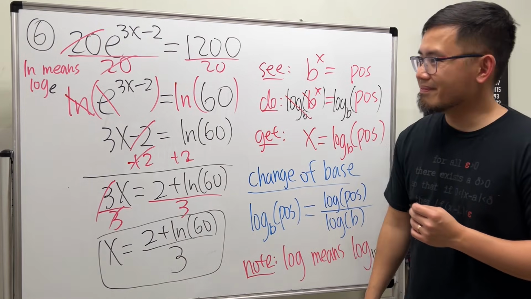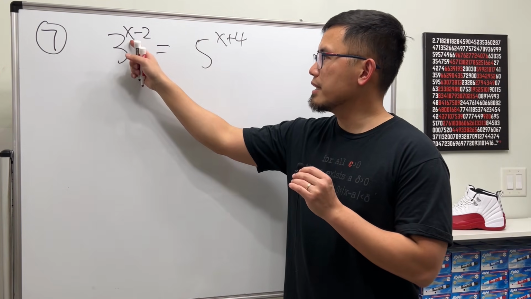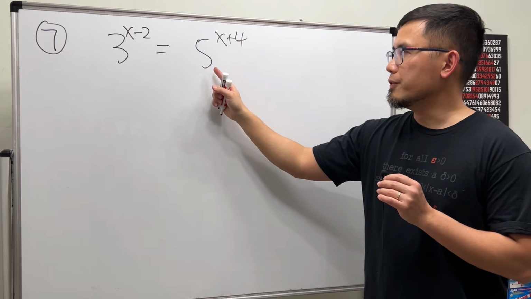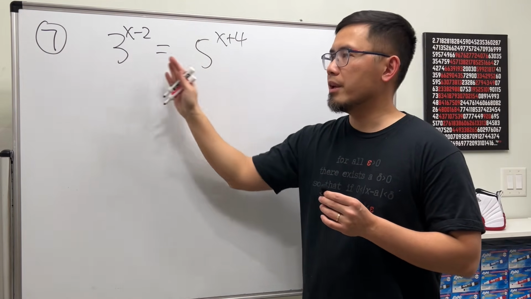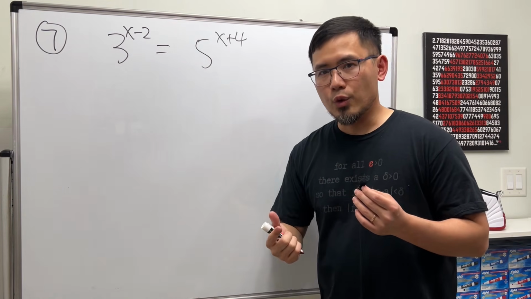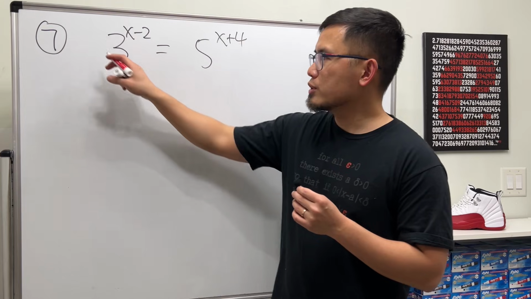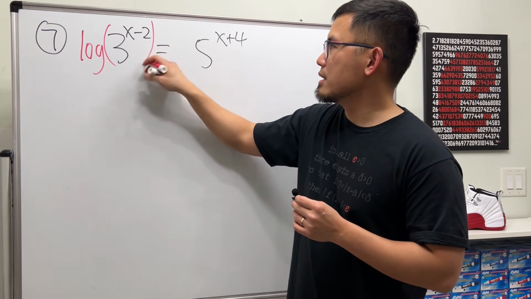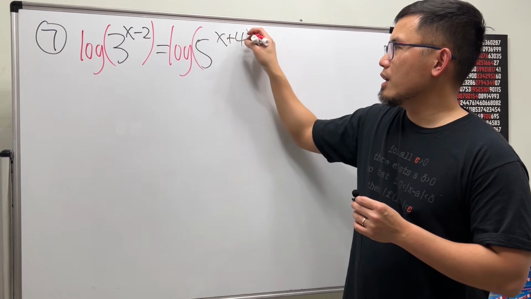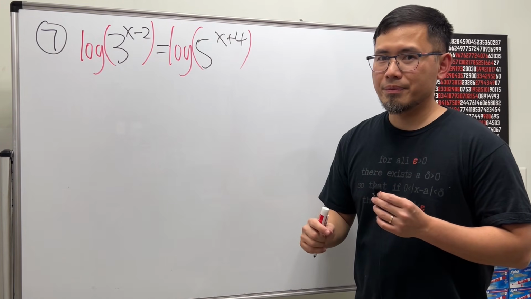Okay, for number 7, notice we have 3 to the x minus 2, that's equal to 5 to the x plus 4. For this case, we cannot make the base the same. So we will have to utilize logarithm as well. For this one, I'm just going to go ahead and take log on both sides. You can do it this way, or you can check out my other video. I'll show you another way to do a similar question.